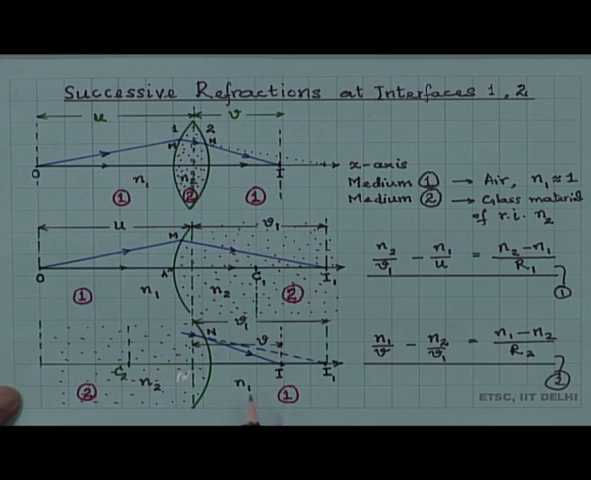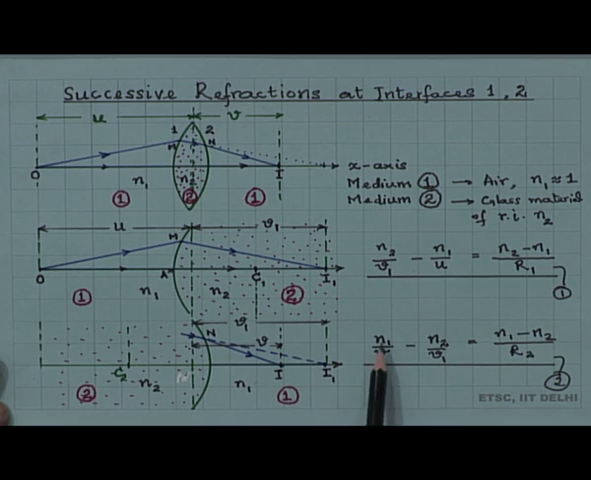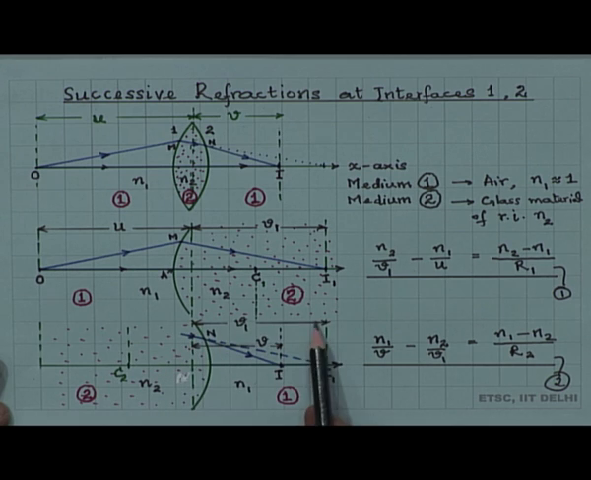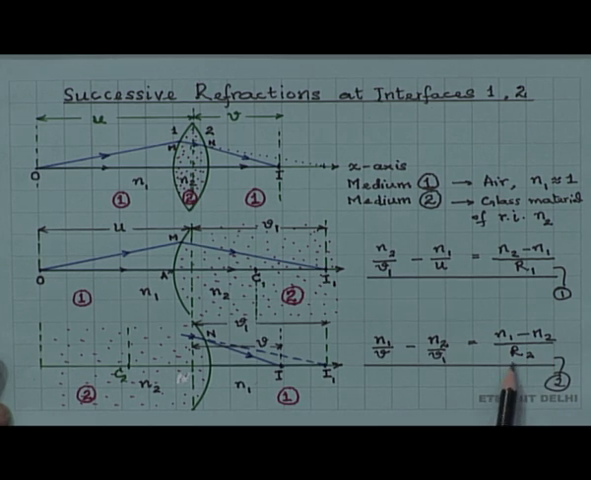Always, on the left is the first medium, and on the right is the second medium. So, the refractive index of the second medium divided by the image distance, minus the refractive index of the first medium, n1, divided by the object distance, which is now V1 here, is equal to the refractive index of the second medium minus the refractive index of the first medium, divided by the radius of curvature.